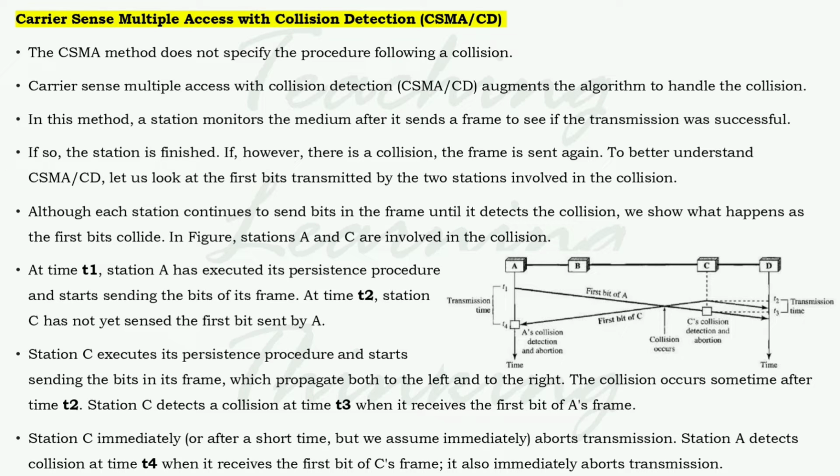Like there is a collision, it also started sending a bit to D, and A also sent one bit to D. So at the same time it will stop sending bits to D, and station A also senses that there is a collision at time T4, and it immediately aborts the transmission. So this way we can detect the collision. Carrier sense multiple access with collision detection means this.